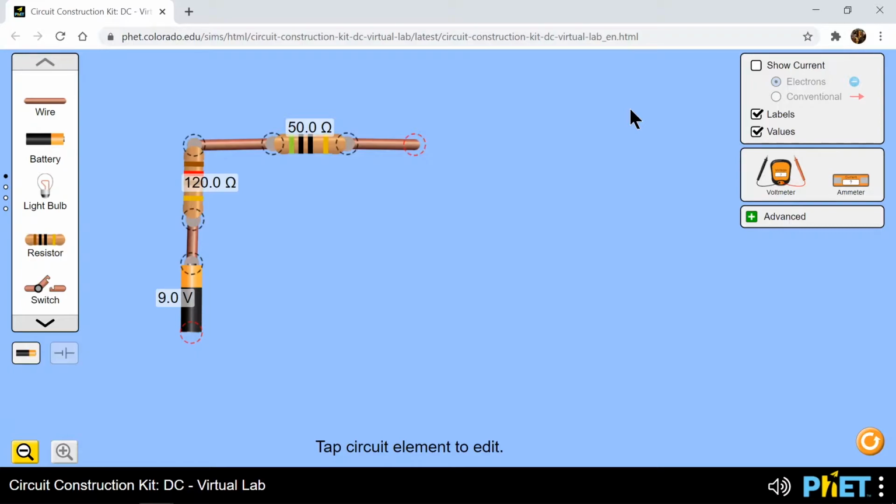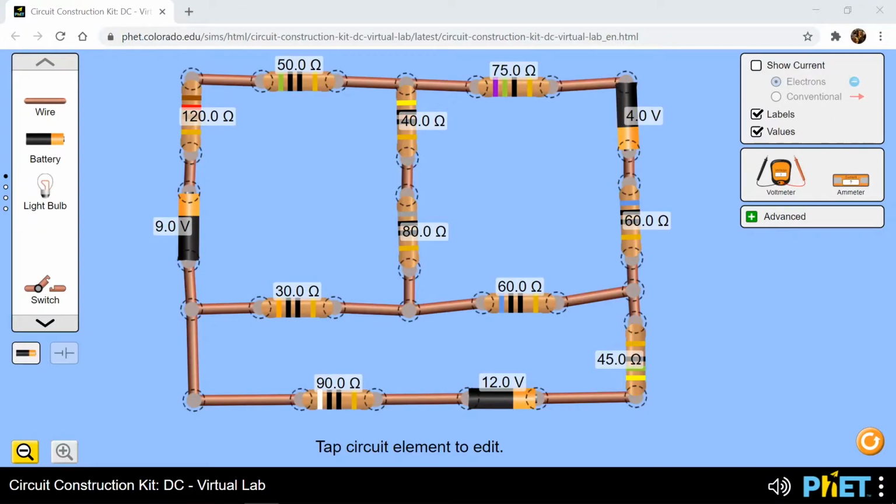And you will continue to add in your circuit elements and connecting them with your wires until you've built your completed circuit. So I went ahead and built the rest of my circuit, and you can see that I have all of my resistors in place and everything is connected with wires, and I have my various batteries placed in their correct orientation.